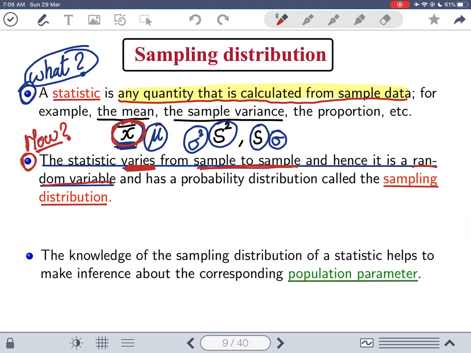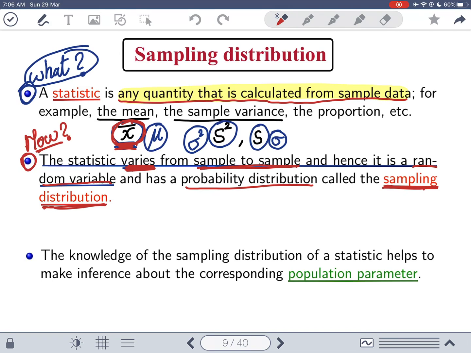And it has a probability distribution, because every random variable has a probability distribution that we call the sampling distribution. So this is the definition of a sampling distribution. It's the probability distribution of the sample statistic. And in this lecture, we will talk about the sample mean. We will do the sampling distribution of the sample mean.